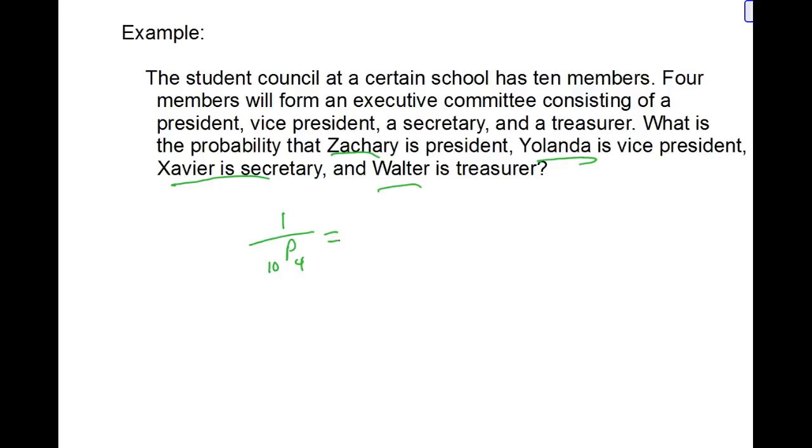And so that's going to be 10P4. So I'm going to have 1 divided by my 10P4, which if I do that in my calculator or out on the side, I get 5,040. So 1 divided by this is going to be 0.0002. So the probability that Zachary gets president, Yolanda gets vice president, Xavier is secretary, and Walter is treasurer is 0.0002.